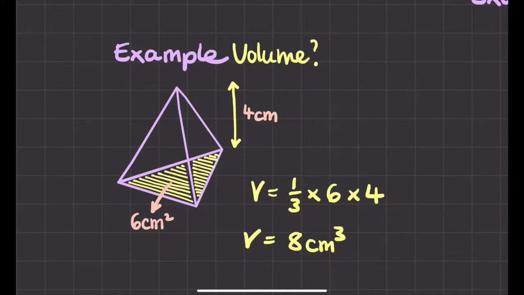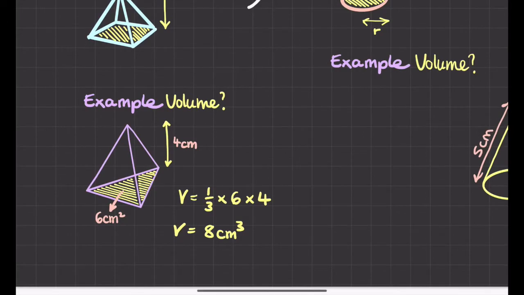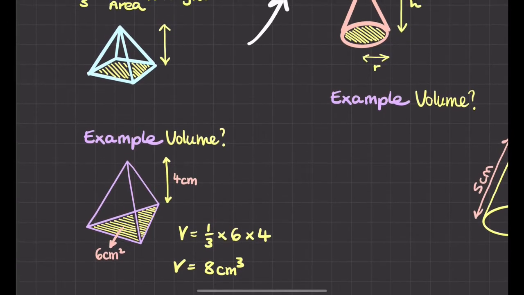Okay, if you've got a question like this, this is a rectangle, this is a right angle triangle, isn't it? So you might be given some of these dimensions, like the base and the height of this triangle, and you could work out the area of it, and then you could multiply it by the height, and then you could find 1/3 of it. Okay, so you can work out the volume of pyramids that way.